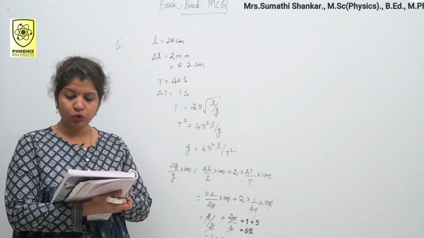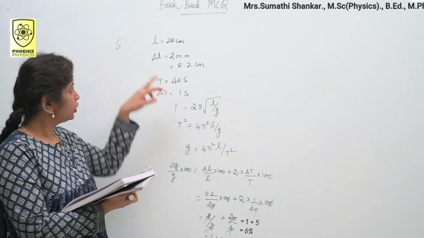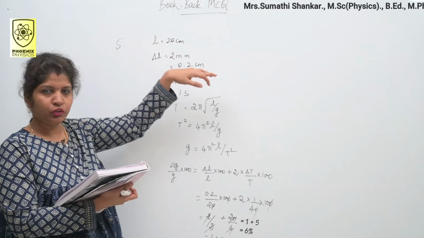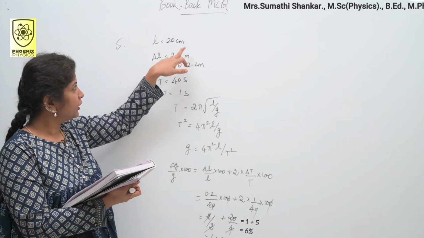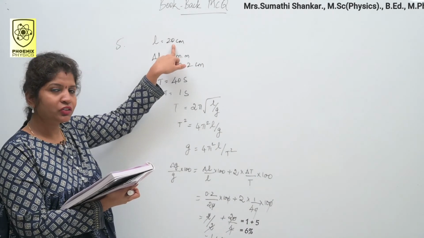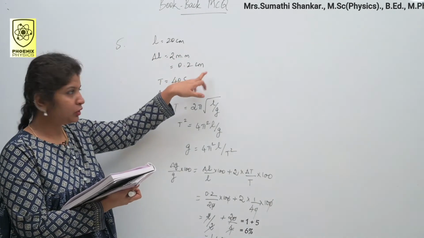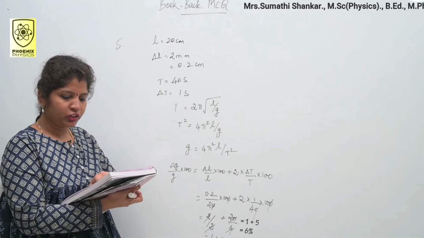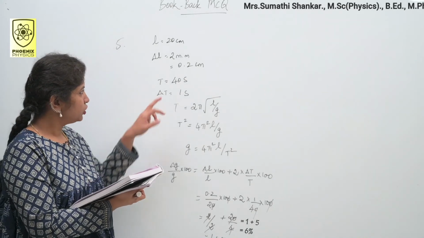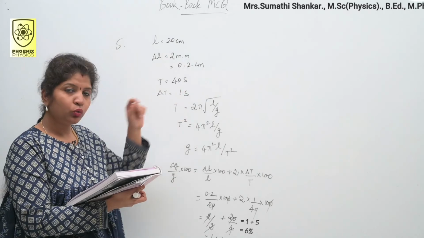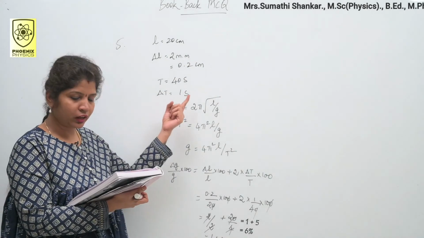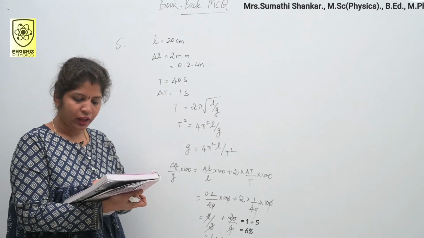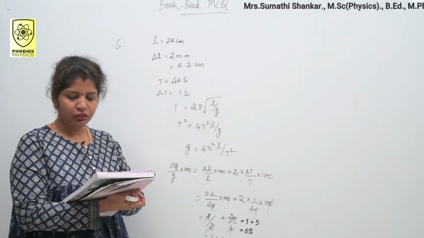Problem number 5. The measured value of length of a simple pendulum is 20 centimeter, that is L is given, known with 2 millimeter accuracy, that is delta L is 2 millimeter. Here length is given in centimeter, so I just converted this millimeter into centimeter, that is 0.2 centimeter. Next, the time for 50 oscillations was measured to be 40 seconds. So T is given 40 seconds within 1 second resolution, that is delta T is 1 second. Calculate the percentage accuracy in the determination of acceleration due to gravity g from the above measurement.